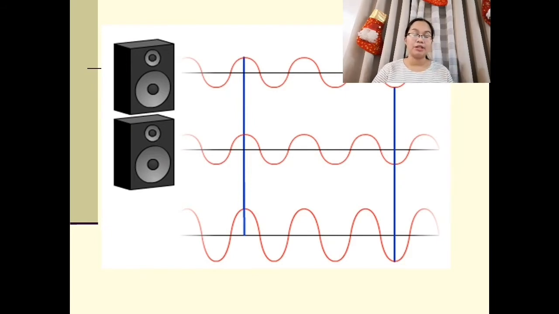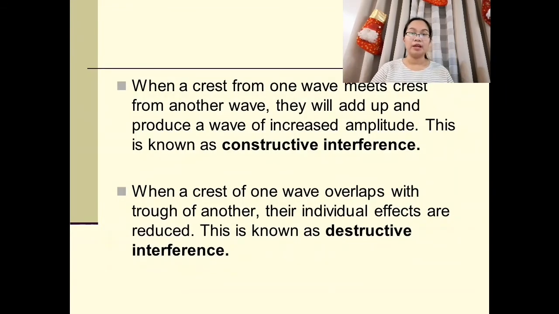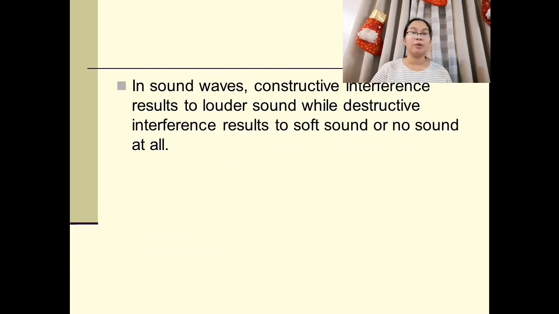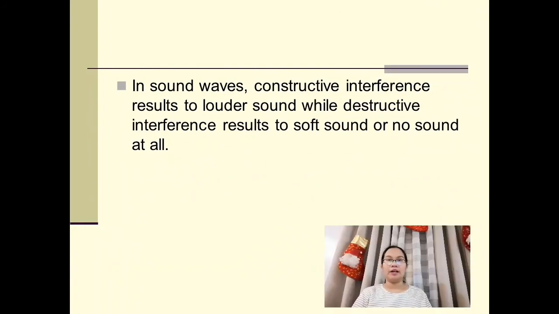When it produces louder sound, crest to crest, or trough to trough, or in sound waves we have compression to compression, rarefaction to rarefaction, we call that constructive interference. If you have compression and rarefaction, or crest and trough meeting, we call that destructive interference. Again, constructive interference will produce louder sound, while destructive interference will produce softer sound. Destructive interference could produce softer sound or no sound at all, okay?